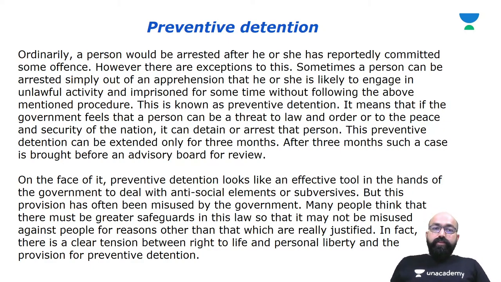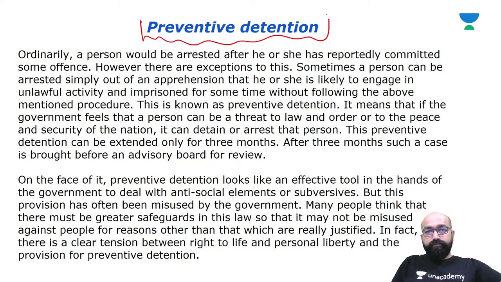Now next is preventive detention. I hope everyone is aware of detention. Now we'll see preventive detention. Ordinarily, a person would be arrested after he or she has reportedly committed some offense. However, there are exceptions to this, and sometimes a person can be arrested simply out of an apprehension that he or she is likely to engage in unlawful activity, or imprisoned for some time without following the above-mentioned procedure. This is known as preventive detention.